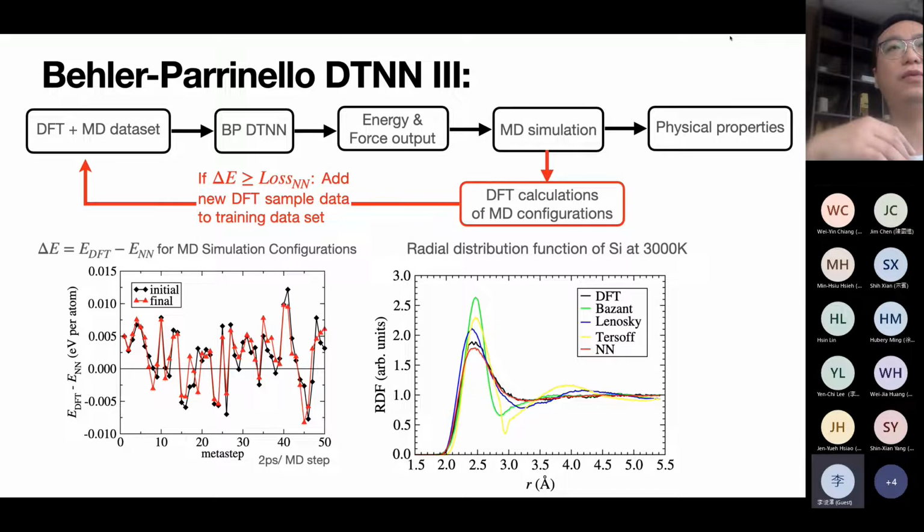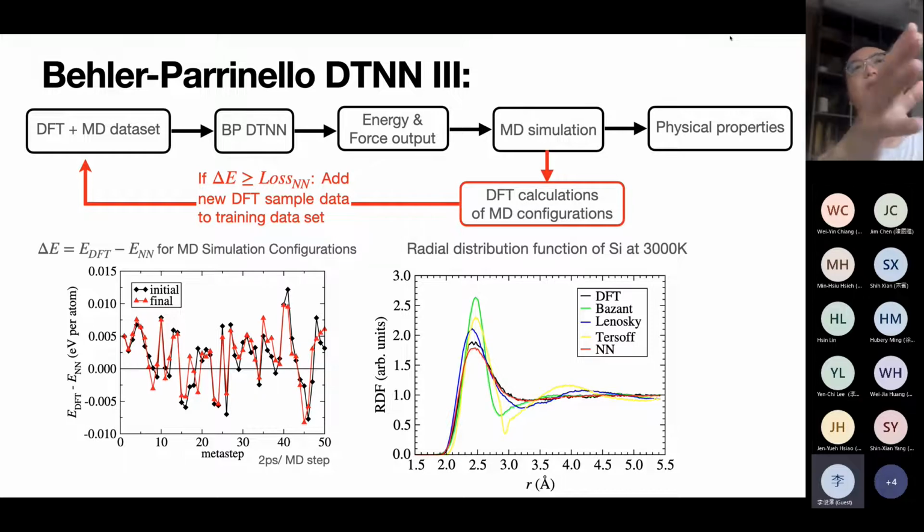At the same time, we feed it into MD and run it at some grand canonical ensemble. So we maybe allow the temperature, or the chemical potential, or the number of atoms in the system to fluctuate a little bit, and then we evolve the system in time at some temperature or some fixed energy. Then you get a new configuration, and then we calculate the DFT ground state again.